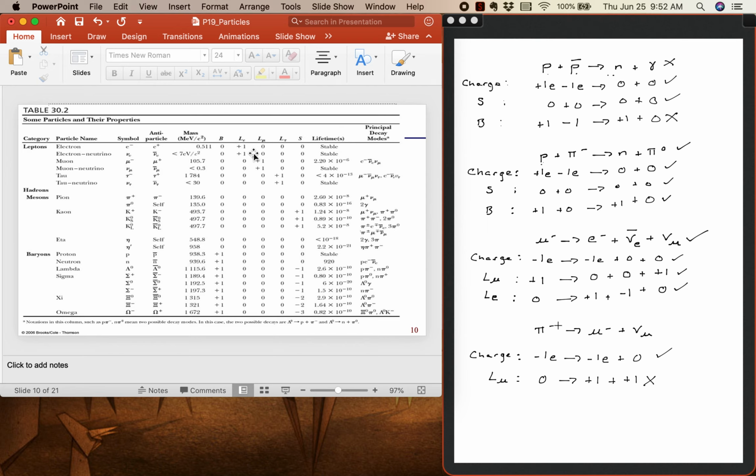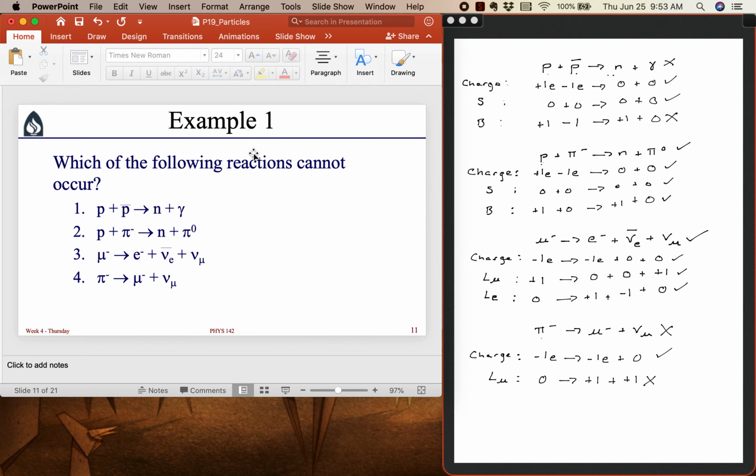In order for this equation to conserve mu lepton number, this would have to be an anti-mu neutrino instead of a mu neutrino. So it looks like that one also will not work. And we don't have to worry about strangeness with this reaction or baryon number, since this is a meson, not a baryon, and these are leptons. So that looks like that is the rule that is violated, so that would be an X for that one. So it looks like there are 2 reactions that are forbidden by conservation laws, and that would be the first and the last.